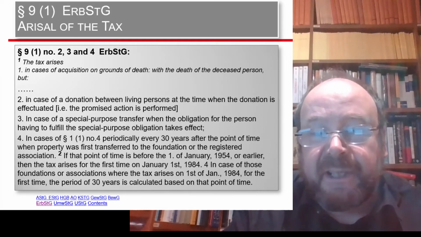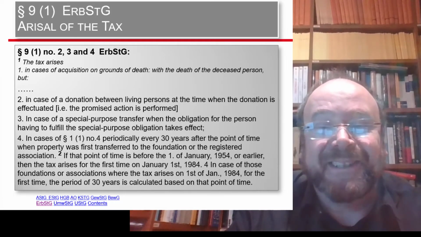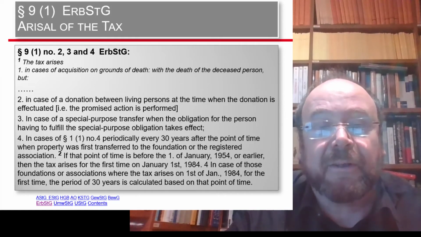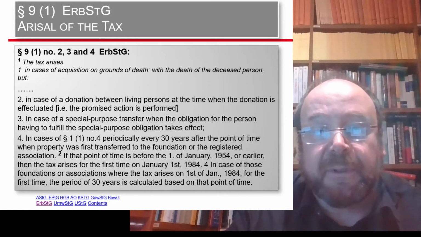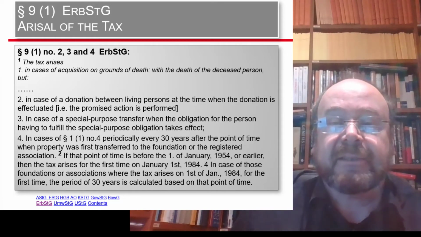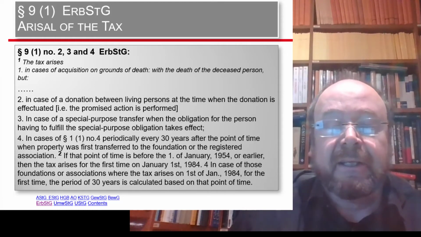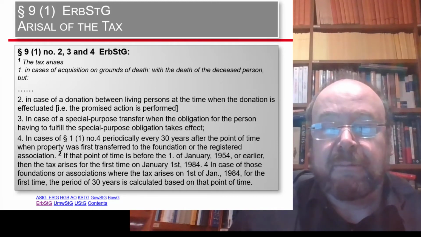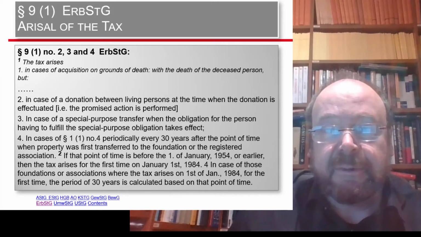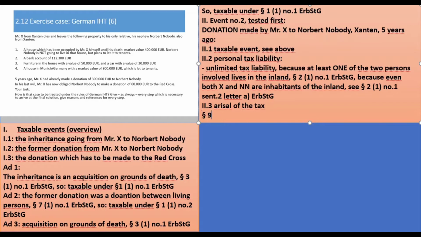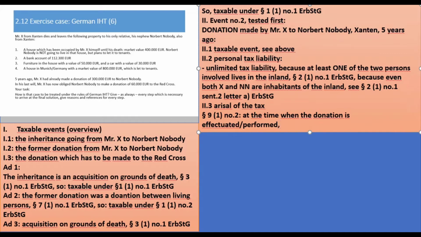Okay, we do not have the date in the case. We only have the information that it happened during the last 5 years, so it's not long enough ago in the past. So it still counts today, and it counted at the time. So 9.1 number 2, that is what we have to note down. So let's do that. So arisal of the tax 9.1 number 2, at the time when the donation is effectuated, so performed, not promised. Date is here not given.